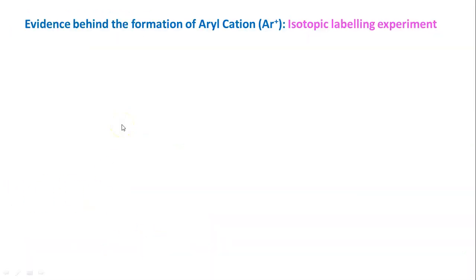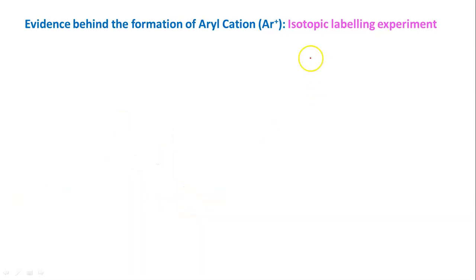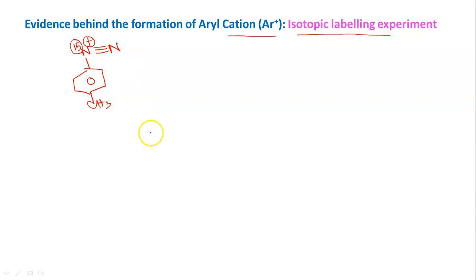Next we will see what the evidence is behind the formation of the aryl cation, or you can say Ar plus. For that purpose, what will we do? We will do an isotopic labeling experiment. Suppose we have started from this molecule, a methyl substituted aryl diazonium cation. Now it is not just any aryl diazonium cation. There is a labeling, that is, this nitrogen is 15 nitrogen. It is not normal 14 nitrogen.